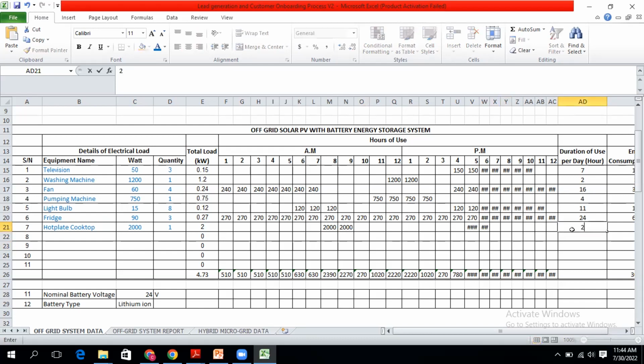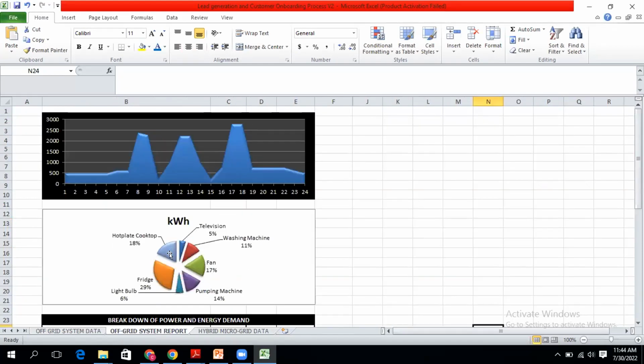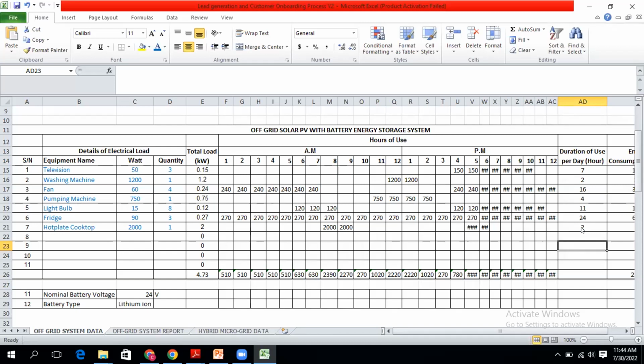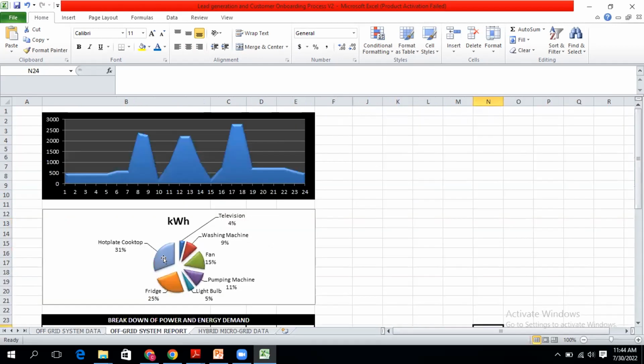Let us see the effect of this on our load profile. It should be 4 hours. Oh, sorry, I put 2. Okay, it's 4 hours. Sorry. So it becomes 4 hours. Now look at the effects on our load profile. It has now decreased to 31%. It used to be 40%. Because we reduced the hours from 6 to 4, it is now 31%.